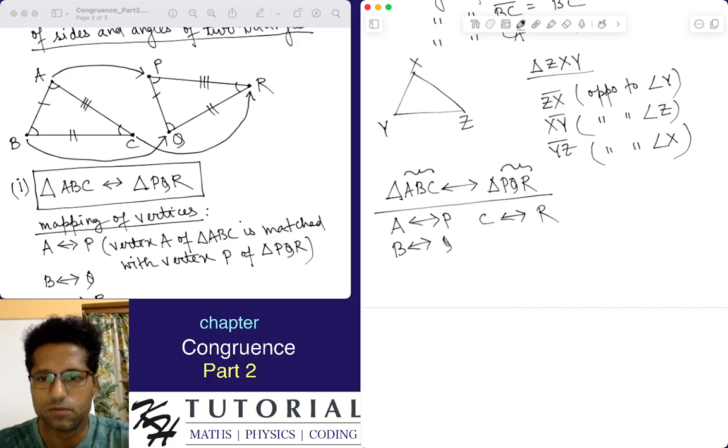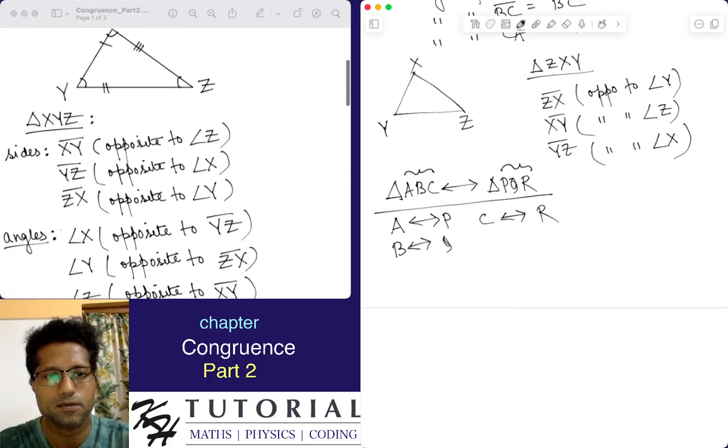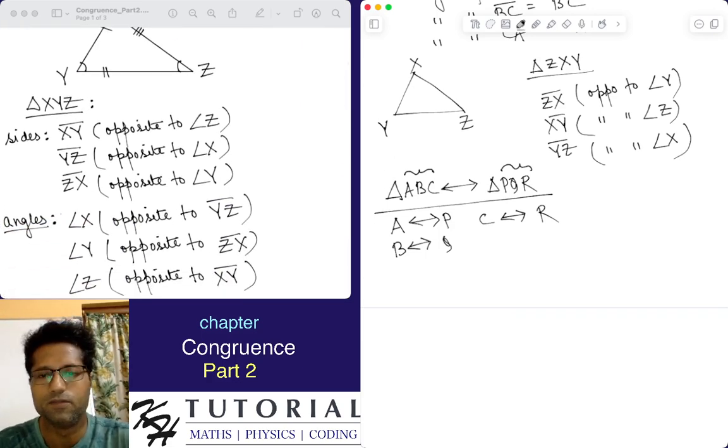Now it will automatically imply that the sides are also mapped accordingly. What are the sides of triangle ABC? As you can see, when we name a triangle like this, if the name of the triangle is ABC, the sides will be AB.